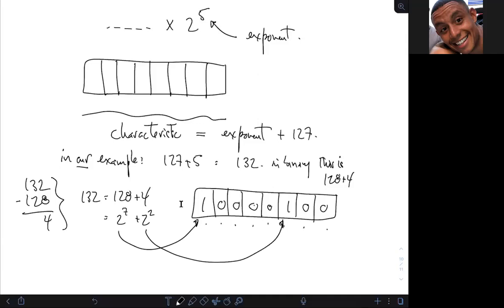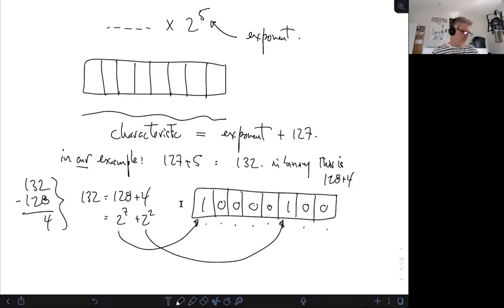Sir, will there be a time where your characteristic will be shorter than the allocated spot, the amount of digits you could put? Would you pad it? Good, I like your question. That's a cool question. Okay, so here's an example.